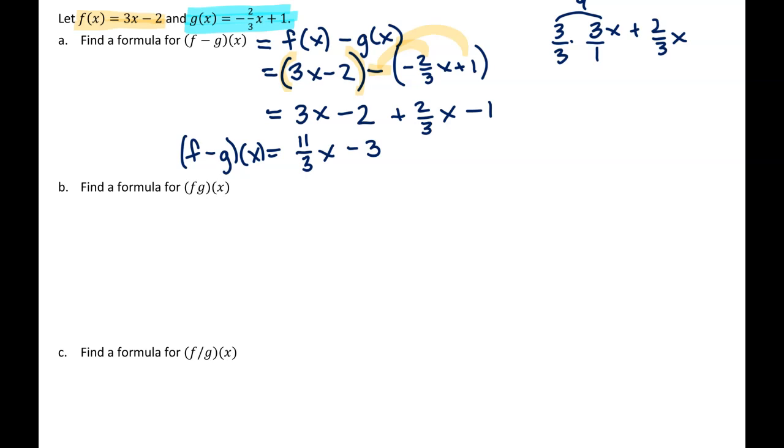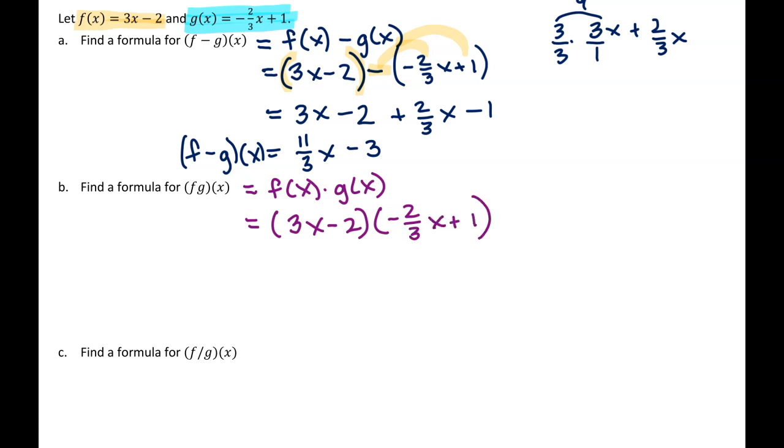For f times g of x. So again, what that really means is take f of x and multiply it by g of x. And again, with the notation, we're just emphasizing here that f times g of x is a new function. So we will take that formula for f of x, 3x minus 2, and multiply it by that formula for g of x, negative 2/3 x plus 1. And really that's okay like that, but I'm going to go ahead and multiply it out because we're definitely going to hit these where we're going to multiply them out and simplify.